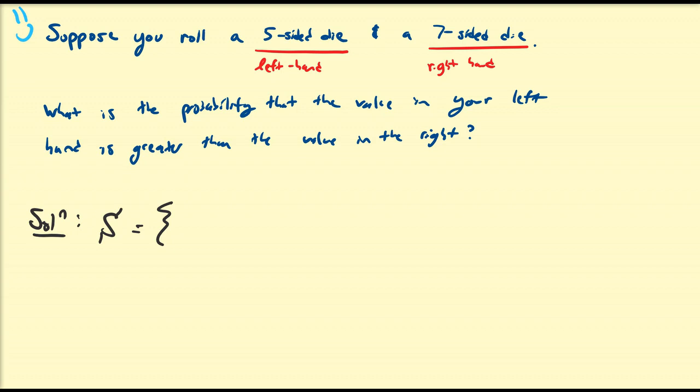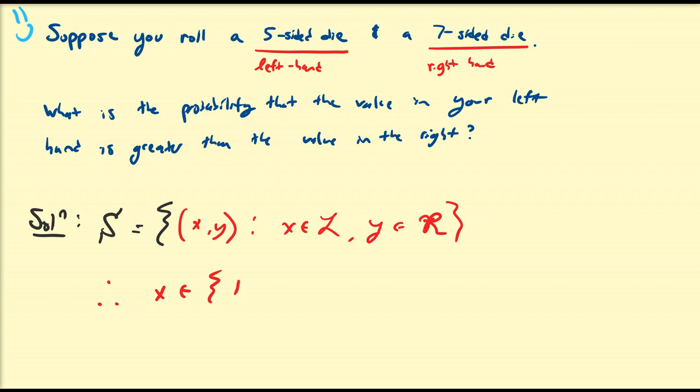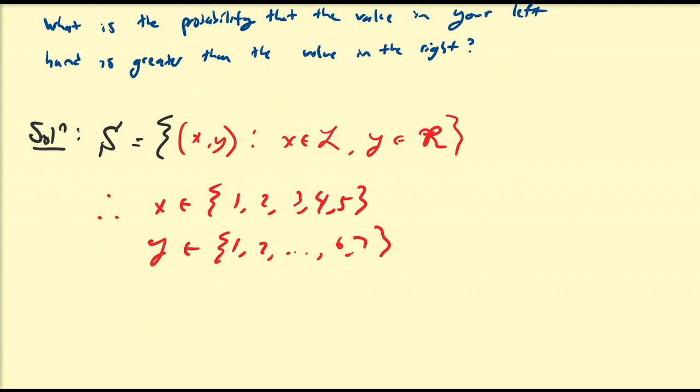So we're going to assume that S is going to be the set of all values in the form x comma y, such that x belongs to the left hand and y belongs to the right hand die. So that means x belongs to the set 1, 2, 3, 4, and 5, and y belongs to the set 1, 2, all the way down to 7. So what is the sample space going to look like?